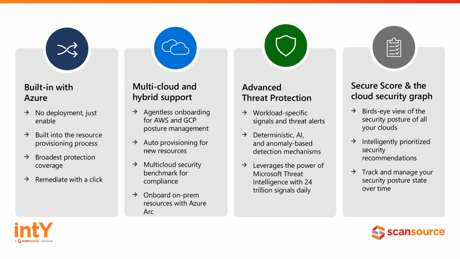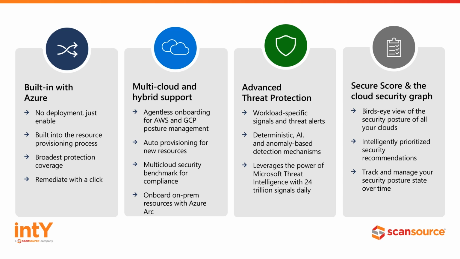We've also talked about the multi-cloud and hybrid support, meaning having the ability to secure on-premise and multi-cloud environments easily and efficiently by providing tools and resources that support a variety of infrastructure environments in one single place. Features like agentless onboarding for AWS and GCP posture management, multi-cloud security benchmarks for compliance, and also tools like Azure Arc for onboarding on-premise resources are all part of the multi-cloud and hybrid support feature.